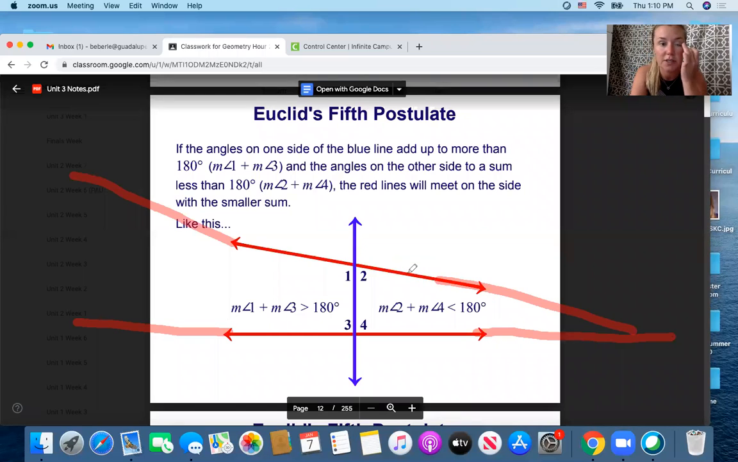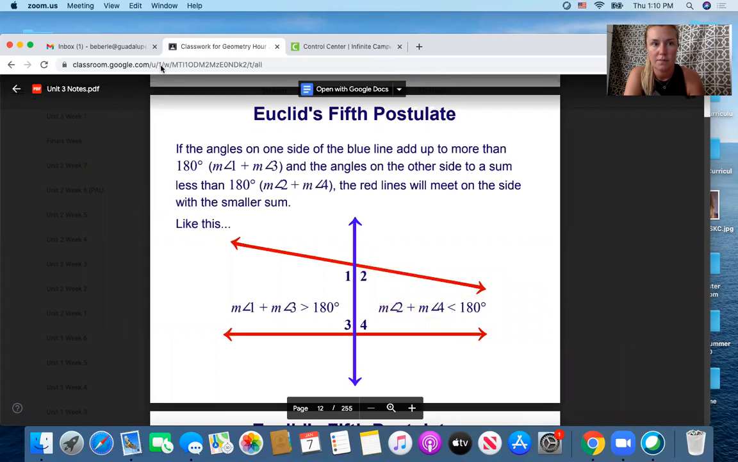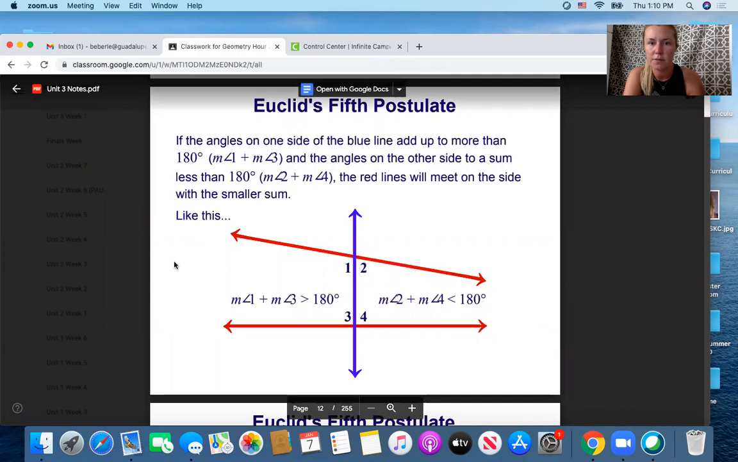So Euclid's postulate says, I'll read it one more time, that if the angles on the side of the blue line add up to more than 180 degrees, and the angles on the other side have a sum of less than 180, the red lines will meet on the side that has the smaller sum. So he's saying that the red lines are going to meet on the side that's less than 180, which makes sense because that one is slanting downward. So the line that's headed downward is going to eventually hit this line. Questions on that? It's a little bit new, and I don't want it to be confusing.